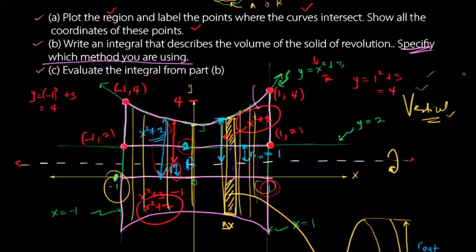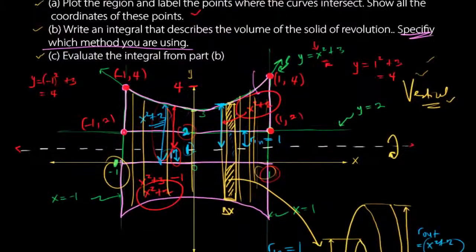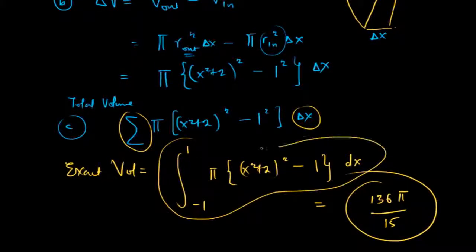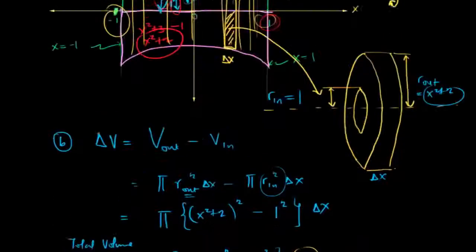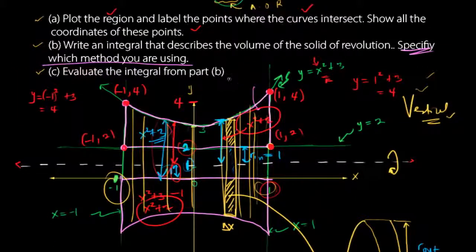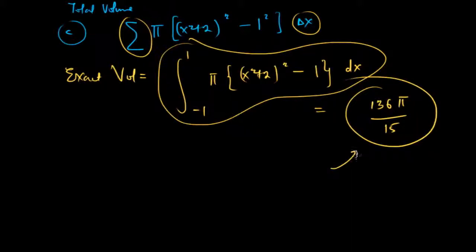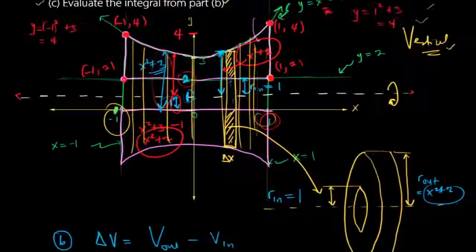So let's go back again. The problem says write an integral that describes the volume of the solid of revolution. So this is the integral that we have here, and then B says evaluate the integral. Now when you come here, this is our evaluation. So that completes the problem.